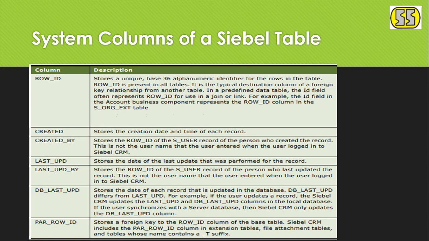Now PAR_ROW_ID is nothing but the parent record's row id. We have understood this in the XA and XM example. There we have a column called PAR_ROW_ID, which holds the parent record's row id information. That's why we call it PAR_ROW_ID. So these are system columns. The intention here is that these columns are never created by the user, they are created by Siebel, and the user doesn't populate these values. These are populated by Siebel itself.